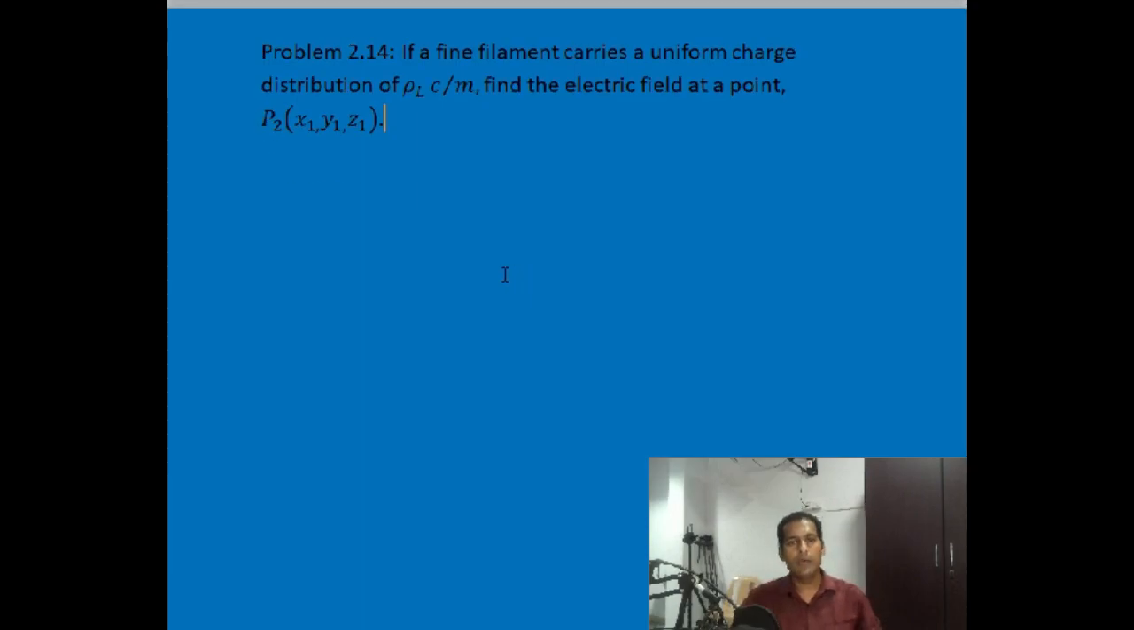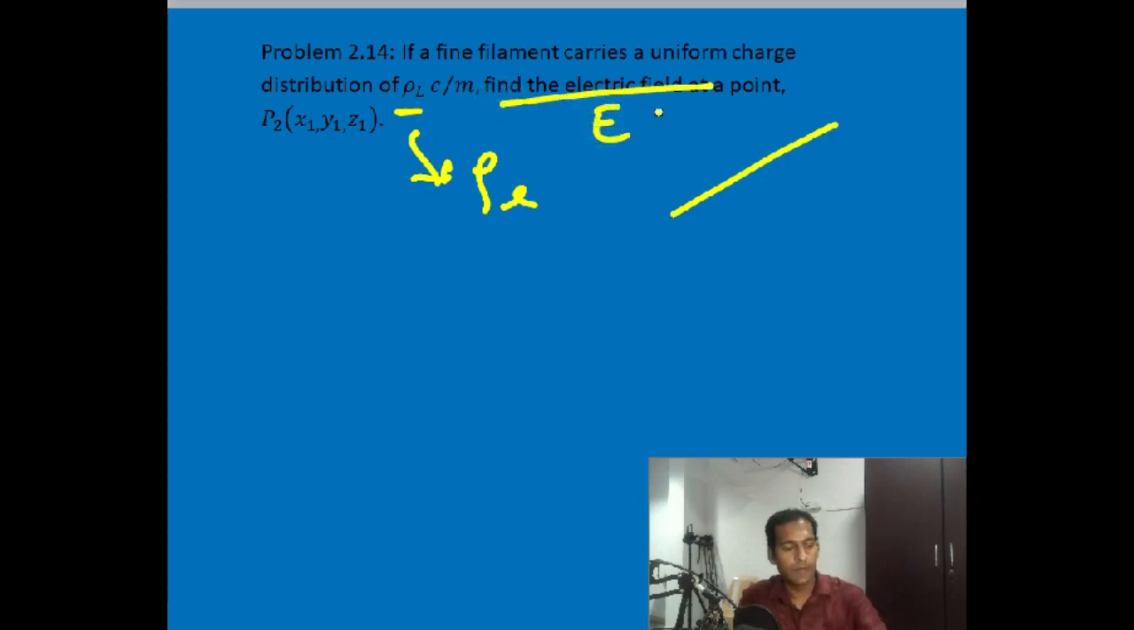Now we have given with one line filament, and in line filament it carries uniform charge distribution of rho L. What is rho L here? This is nothing but the line charge density. So we can consider one conductor. So in conductor we have some values given of rho L, so we have to find out electric field intensity.